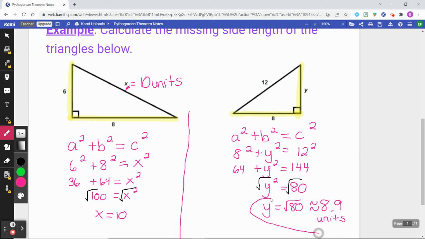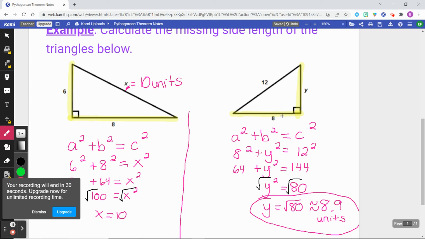And that's the two different examples that you'll see for Pythagorean theorem. First example, you get both legs and you need to find the hypotenuse. Second example is when you're given the hypotenuse and one leg and you need to find the other one.